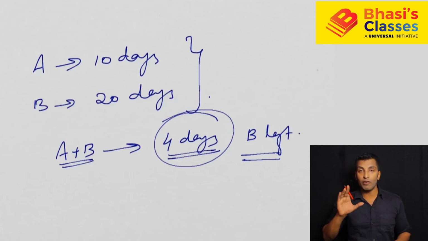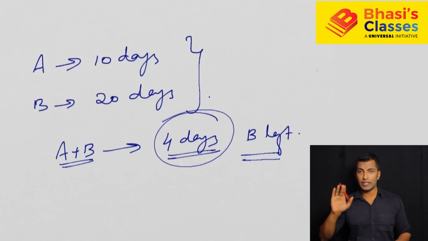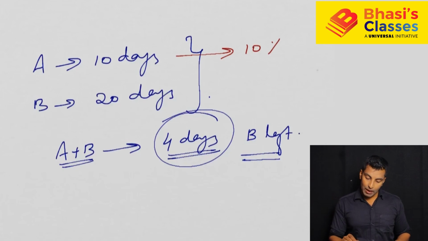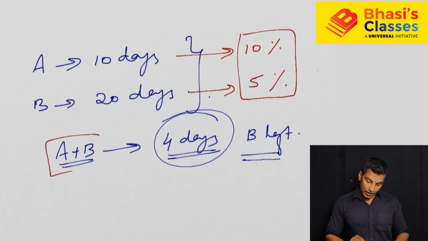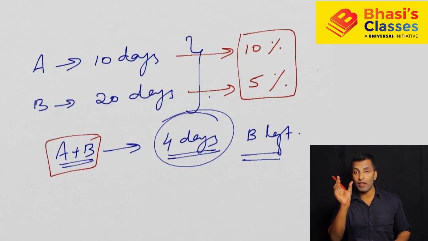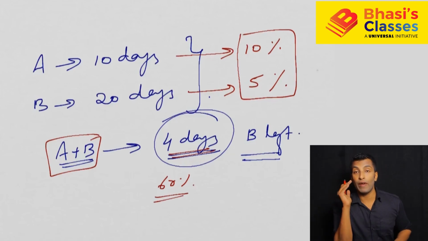So let's solve by using the method that we have learned. So what we need to do here is, whatever be the question, let's discuss the method. A takes 10 days means in one day A completes 10%. B takes 20 days means in one day B completes 5%. Okay, so together A and B working together, they complete 10 plus 5, 15% in one day, and they work for 4 days. So 15 into 4, 60% of the work is completed when B left.